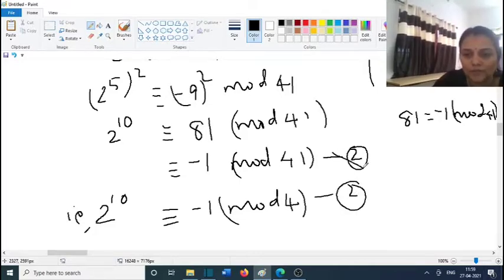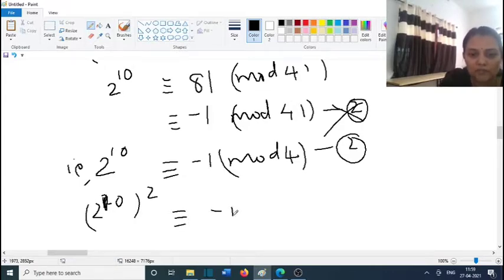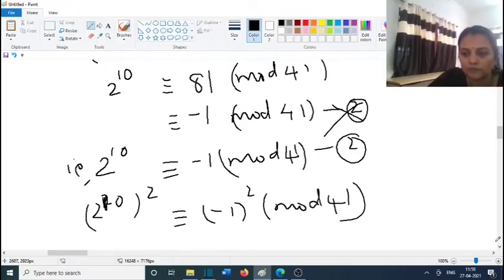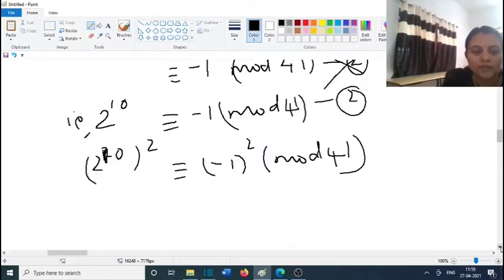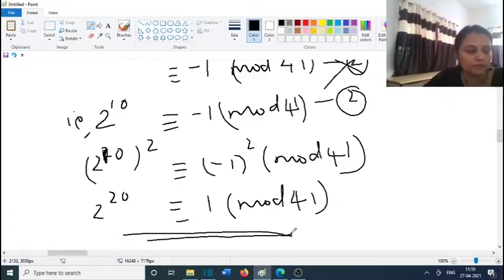Now take the power of 2. We require 2 raised to 20, so 2 raised to 10 whole square is congruent to minus 1 whole square mod 41, which is 2 raised to 20 congruent to 1 mod 41. This is what we have to show.